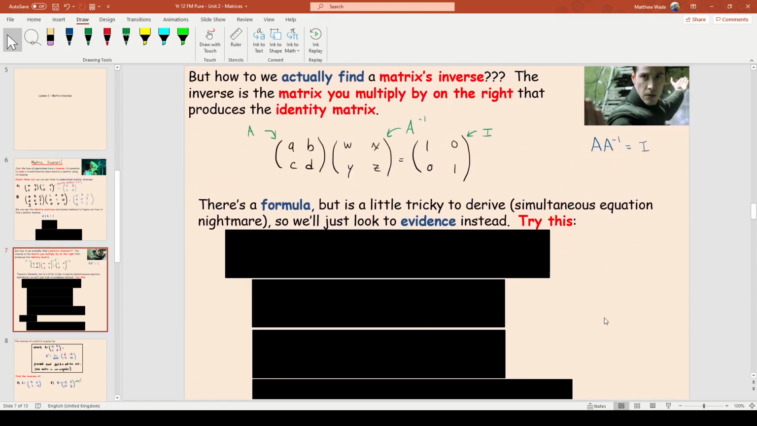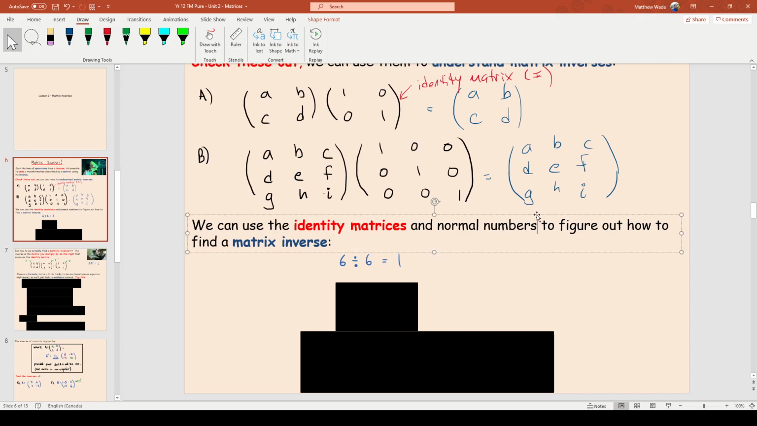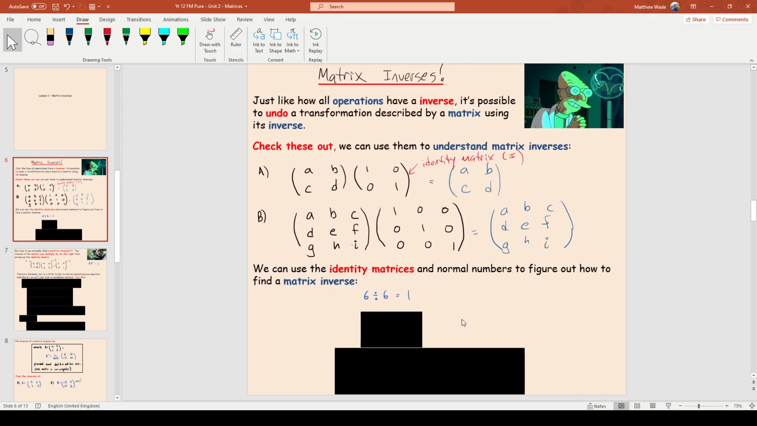to give you evidence. And this topic's actually not too bad, so I am dragging it out a bit, I'm not going to lie, but it's important that you know where it comes from. But I'm going to use this identity matrix to make this make sense to you.